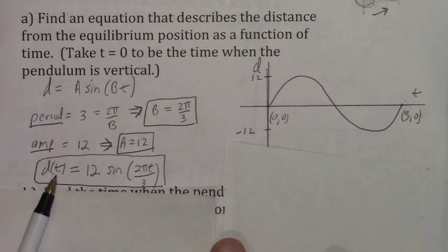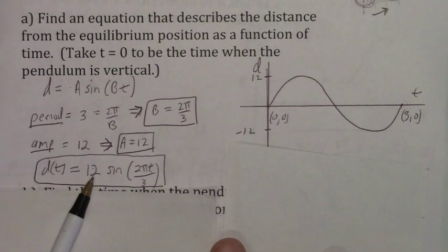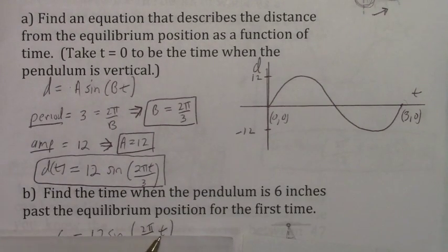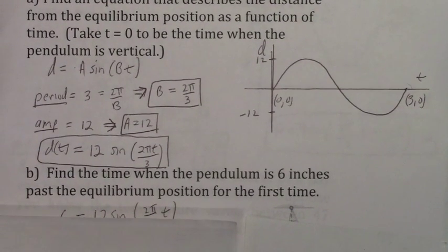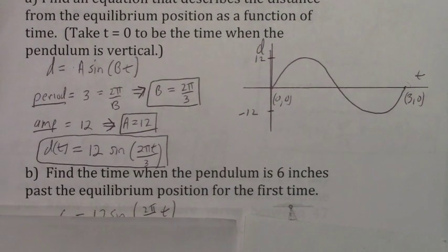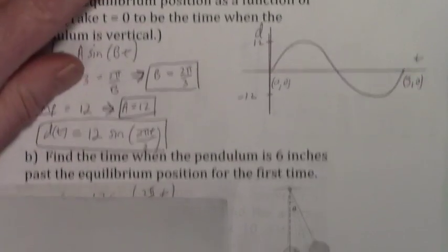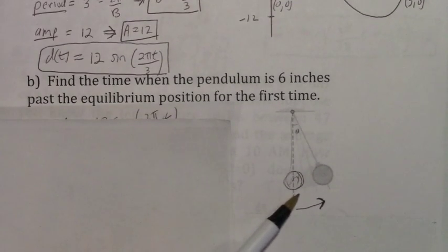I should say the equation d, distance from the center, is 12 sine 2 pi t over 3. Now how about this question? Find when the pendulum is 6 inches past the equilibrium position for the first time. So what does that mean? That means we start up here at t equals 0, and I want to know the time when it's 6 inches to the right for the first time.